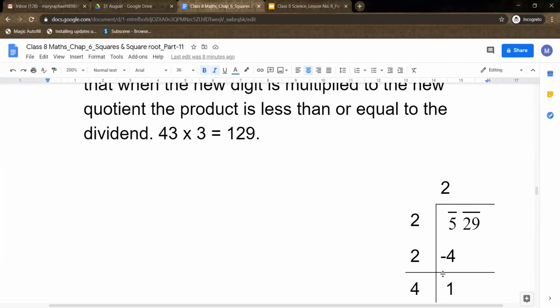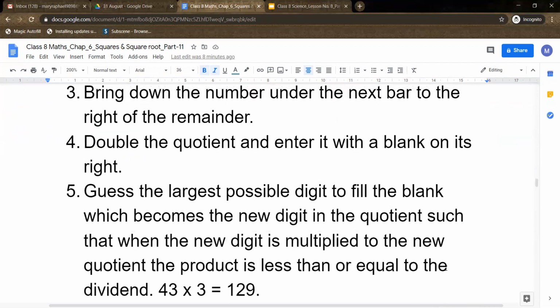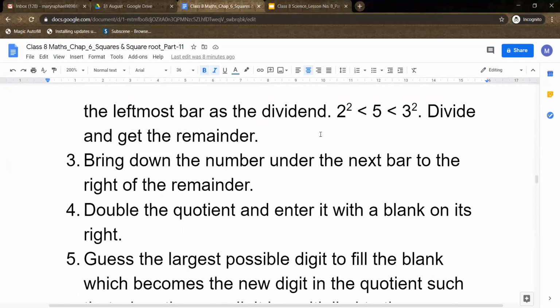First step of division. I think you all followed it, and that is written here also. See, the leftmost bar is the dividend, and the new digit we got, 2, is the divisor and also the first digit in the quotient. Then divide and get the remainder. This much we have completed.